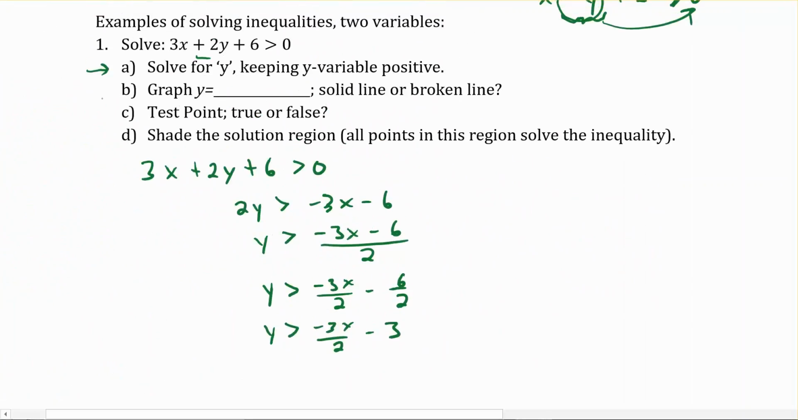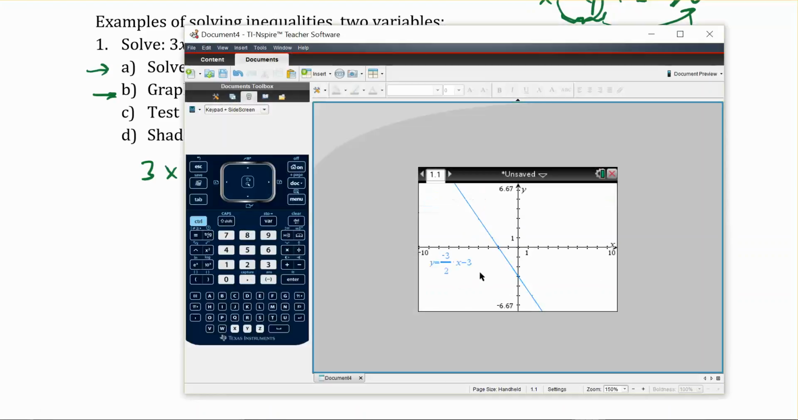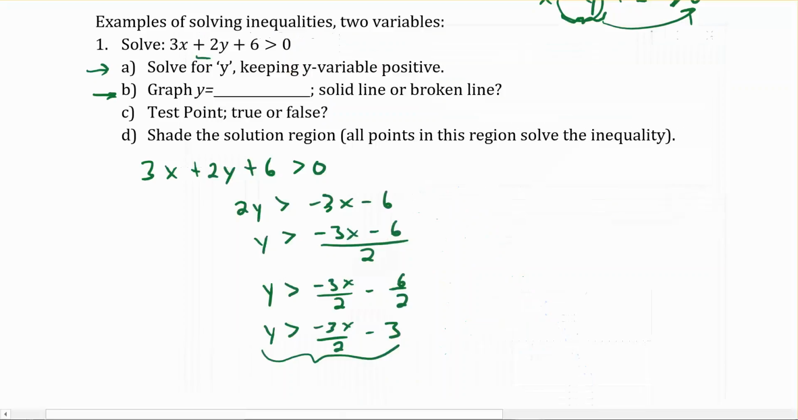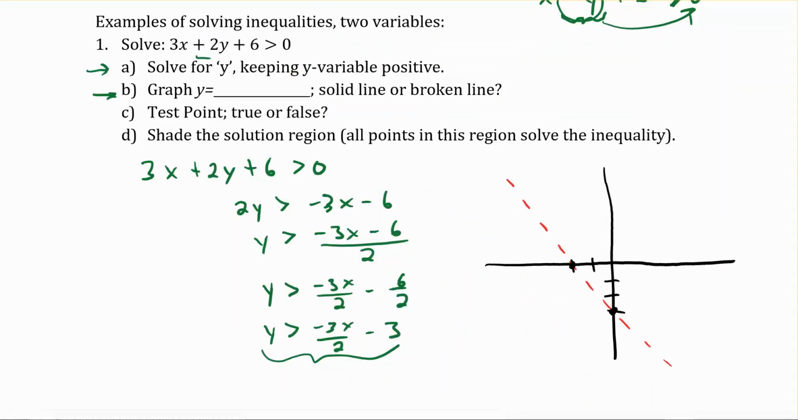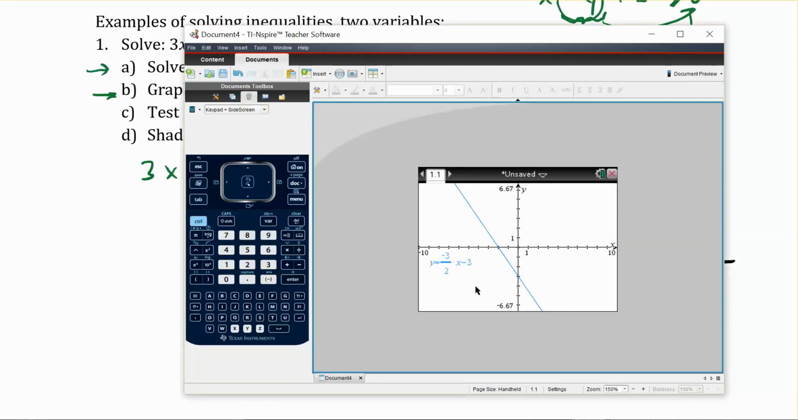All right, B says graph, just like you normally would in your calculator, graph y is equal to this. So I can actually just graph this in my calculator, and I'll show you how to do that. If you graph it like you normally would, you end up with a line looking something like this. Technically, our line should be a dotted line, but in my calculator I've just said y is equal to, so I've got the equal symbol there.